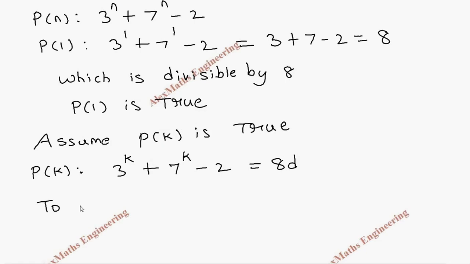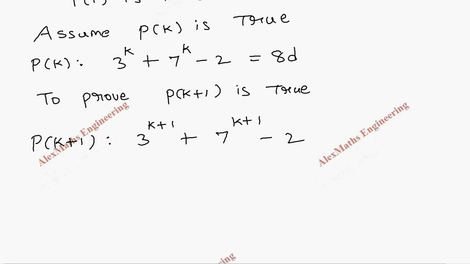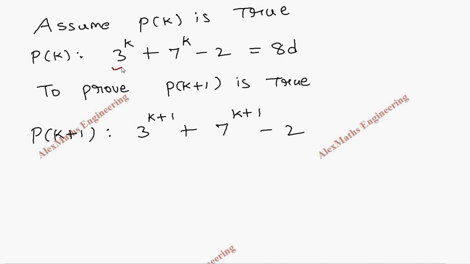Now to prove P(k+1) is true. So the expression for P(k+1) is 3^(k+1) + 7^(k+1) - 2. So every k is replaced as k+1, and from here we can take the value of 3^k, which is 8d, and these two terms we can take to the other side, minus 7^k plus 2.